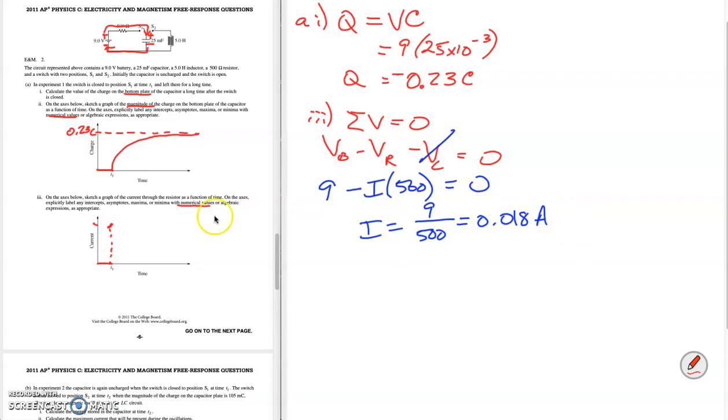We need to have this value here to satisfy their requirements of having a numerical value. So 0.018 amps, and then we will have an exponential decay that heads towards 0. Now I'm going to have to pause and clear this out so I can scroll down to page 2.